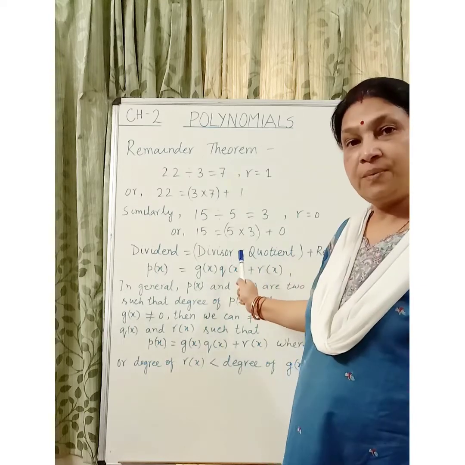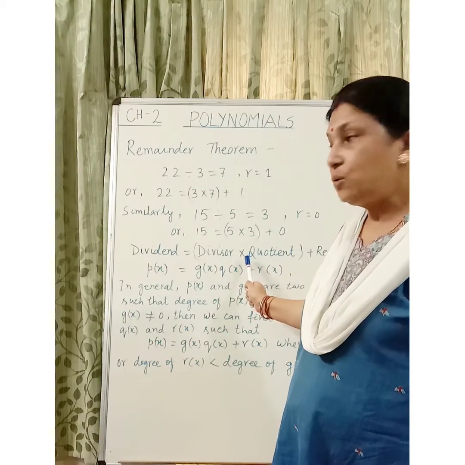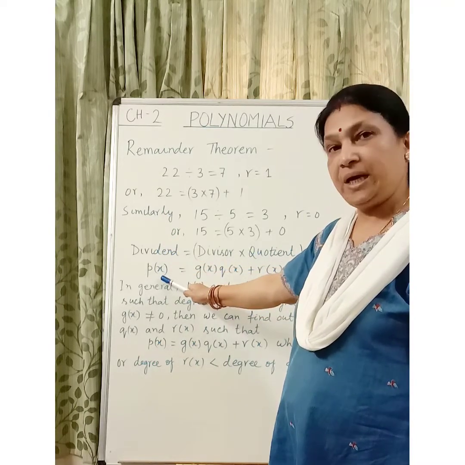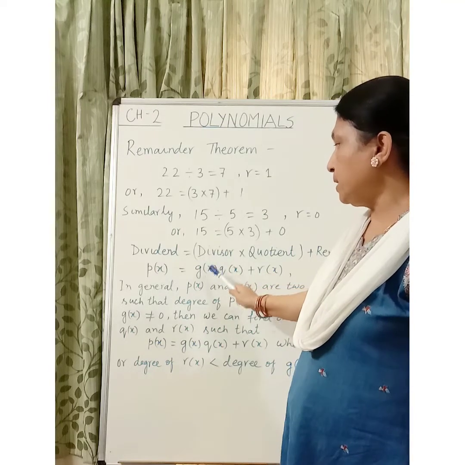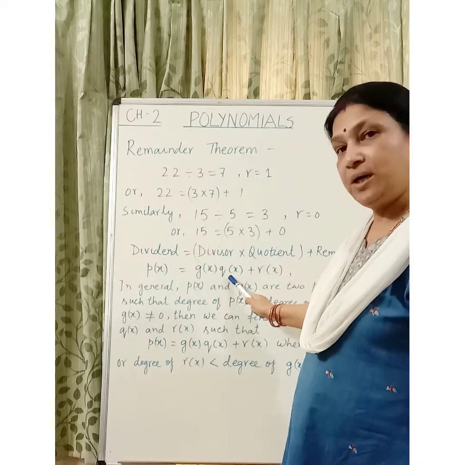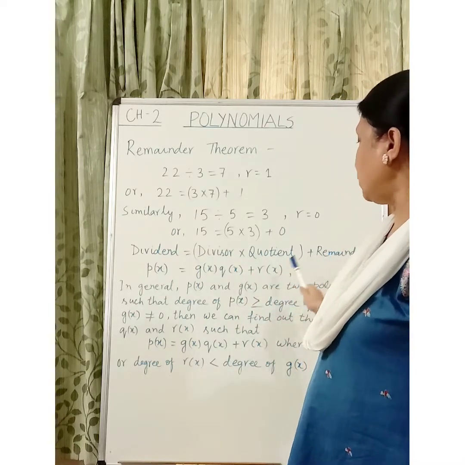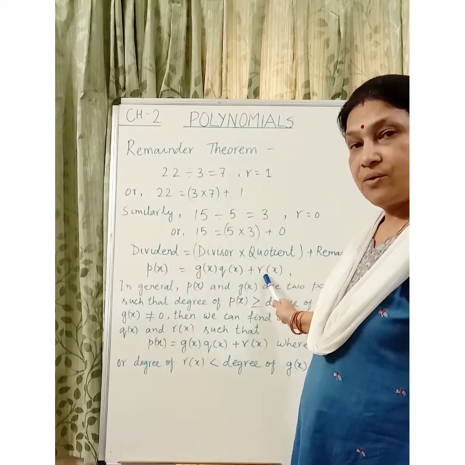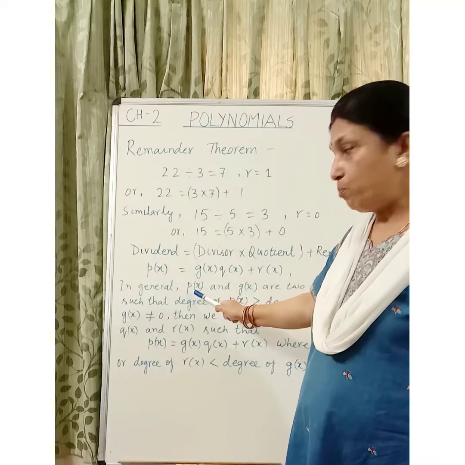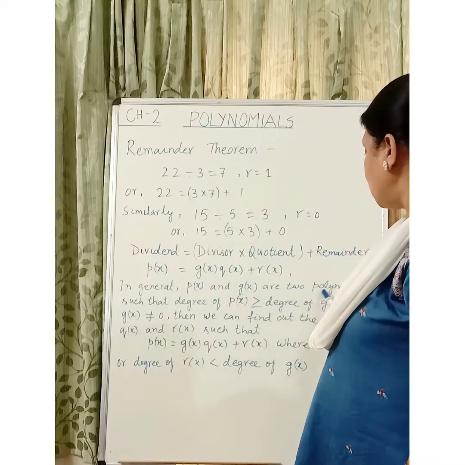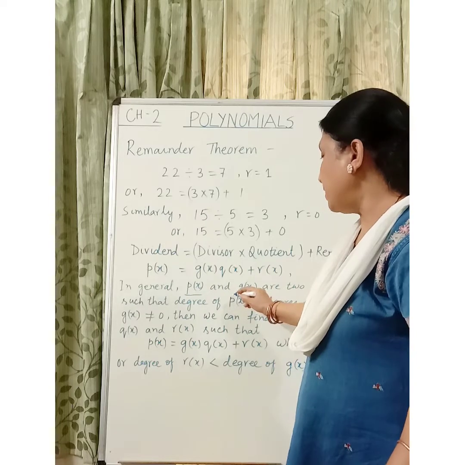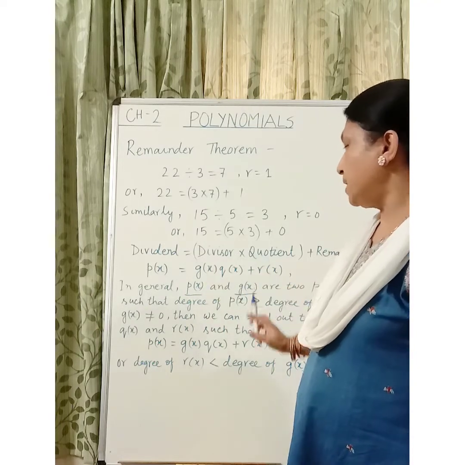Now in this chapter we'll be learning how to divide polynomials. So here the dividend polynomial is taken as p(x), the divisor polynomial is taken as g(x), the quotient polynomial is taken as q(x), and the remainder polynomial is taken as r(x). So the remainder theorem says, when p(x) and g(x) are two polynomials, we will be dividing p(x) by g(x).